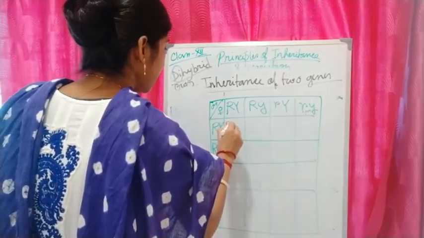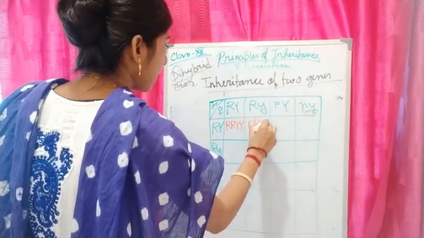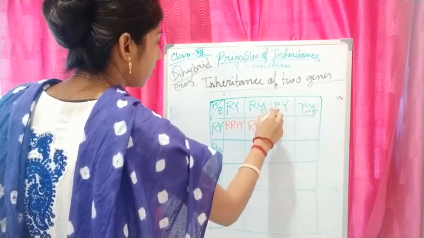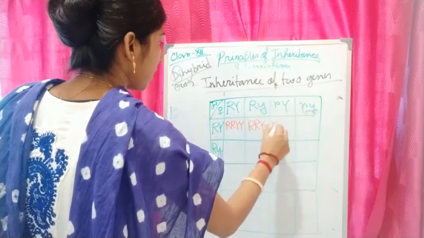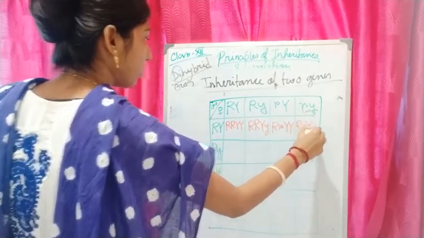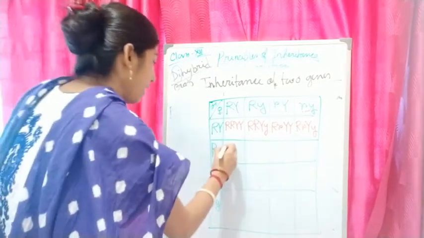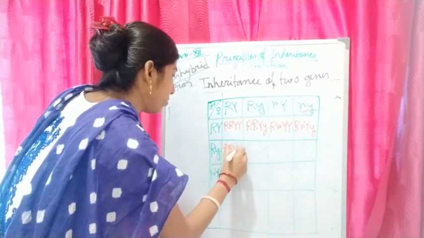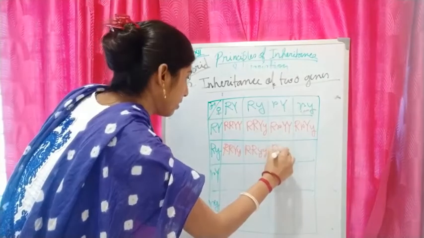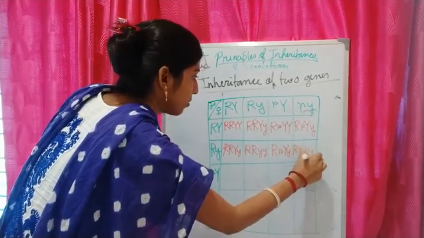This one is capital R, capital R, capital Y, capital Y. This one: capital R, capital R, capital Y, small y. This one, this means this and this will be crossed. Capital R, small r, capital Y, capital Y. Capital R, small r, capital Y, small y. Like that we have to fill the checkerboard. Capital R, capital R, capital Y, small y; capital R, small y, small y; capital R, small r, capital Y, small y; capital R, small r, small y, small y.